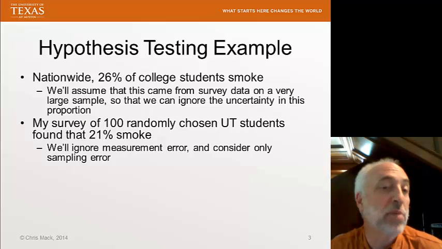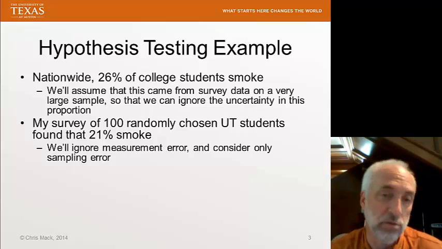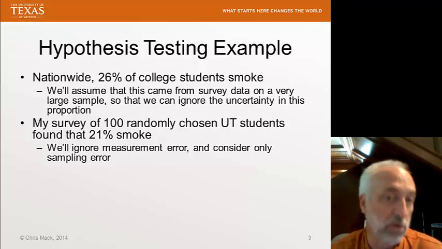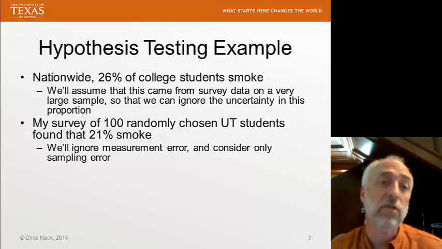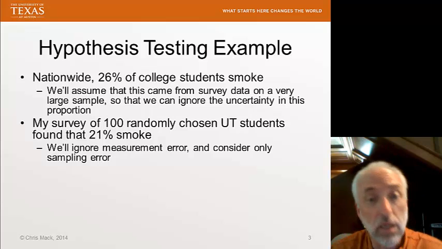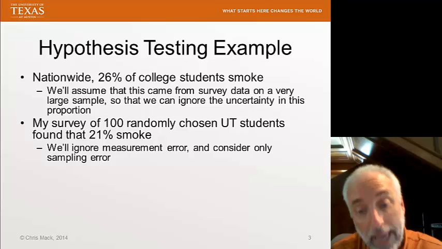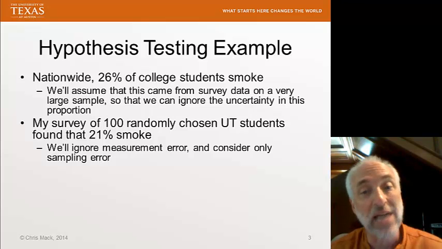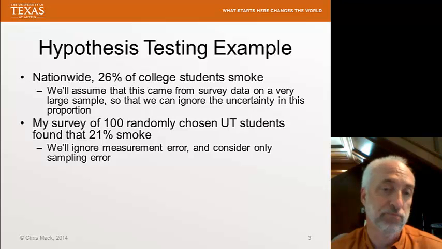Then I'm going to make a survey of UT students. I'm going to pick 100 randomly chosen students at the University of Texas and ask them, do you smoke? Now, I'll have to be very careful about how I do that survey. I'll have to ask my questions in just the right way so that I can minimize the measurement error.